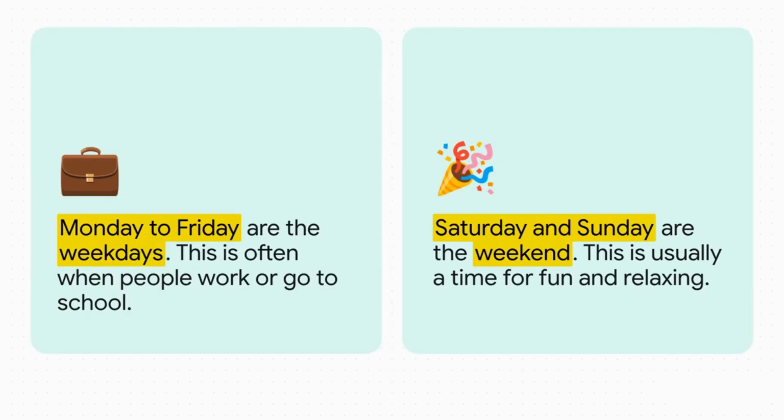So we can actually split those 7 days into two main groups. First, you've got Monday through Friday. We call those the weekdays. That's usually when we work or go to school. Then you have Saturday and Sunday, and together they are the weekend. That's our time for relaxing and having fun.